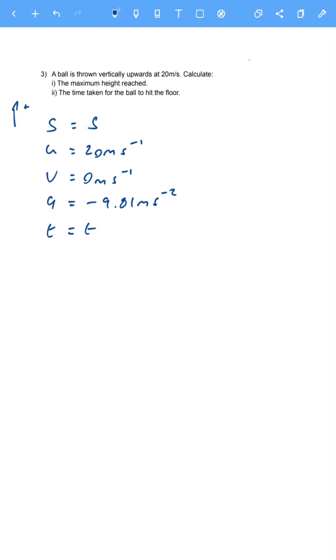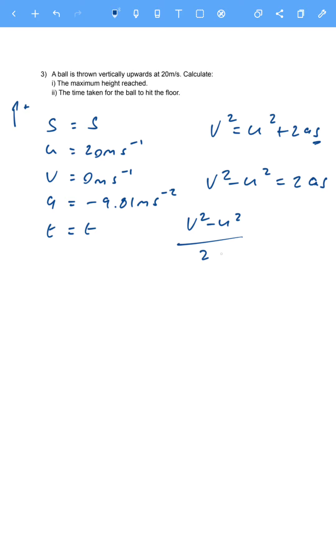So we need an equation without t in it. So the equation without t in it is v squared equals u squared plus 2as. And what we need to find is the displacement s. So that would be v squared minus u squared equals 2as. And then we need to get rid of the 2a, so we need to divide. So that'll be v squared minus u squared, divided by 2a, and that will give us the displacement.